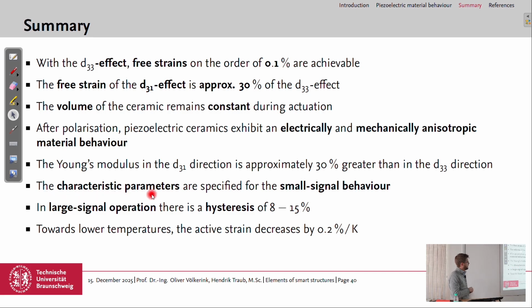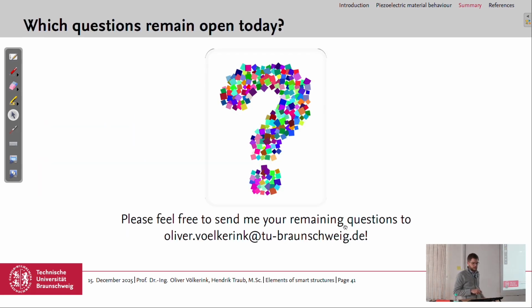We introduced some characteristic parameters for the small signal behavior, neglecting the hysteresis. And in large signal operation, we have a hysteresis or loss of 8 to 15%. And towards lower temperatures, the active strain decreases, if you want it as a linear number, by about 0.2% per Kelvin. And with this, I'm at the end of this first lecture today, and I'm open to questions.